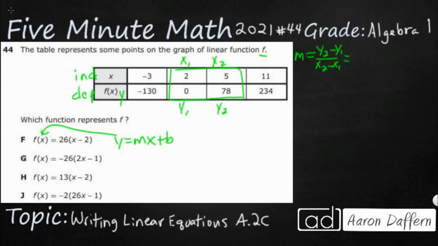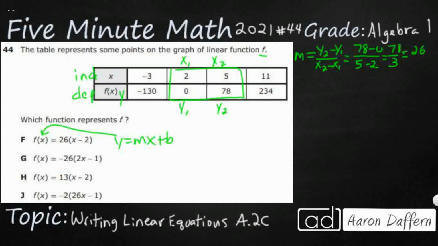So y2 is 78. y1 is 0. Well, that's pretty easy. And then I've got to look at that 5 minus 2. All right, so 78 divided by 3. If you are not sure of that, you can pull out a calculator. But you know what? It is 26. So 3 times 20 is 60. That's 18 left, so there's your 6. So that's my slope.